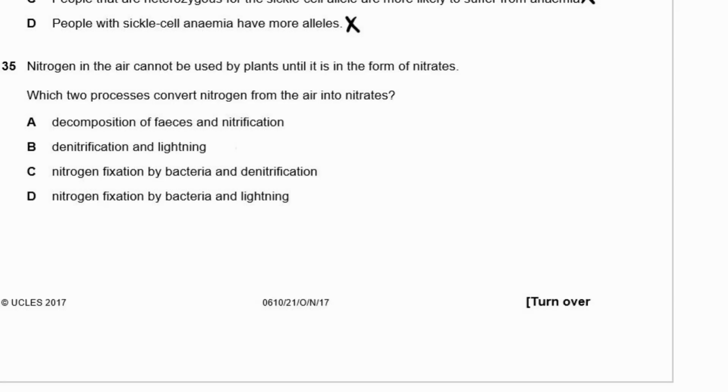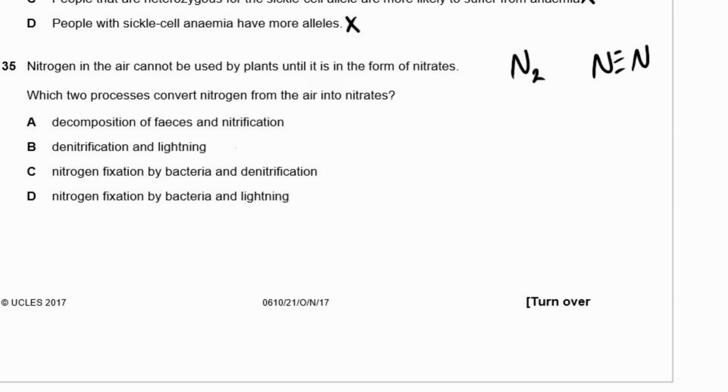Question 35. Nitrogen in the air cannot be used by plants until it is in the form of nitrates. That's because nitrogen in the air is N2, which has the form N triple bond N, and that triple bond is really, really hard to break. So which two processes convert nitrogen from the air into nitrates? Is it decomposition of feces and nitrification? Well, decomposition of feces means the nitrogen is in the feces. So no, it doesn't make sense.